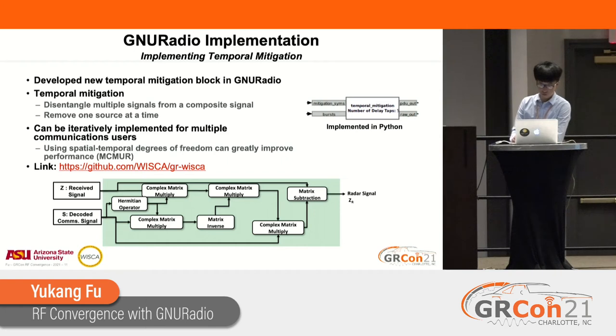Here we implemented the temporal mitigation block as previously mentioned. As we mentioned earlier, it disentangles multiple signals from a composite signal and removes one source at a time. It can be iteratively implemented for multiple communication users by using the spatial temporal degrees of freedom. It can greatly improve performance of a multiple channel, multiple user receiver. And here's a link which contains our work down below.